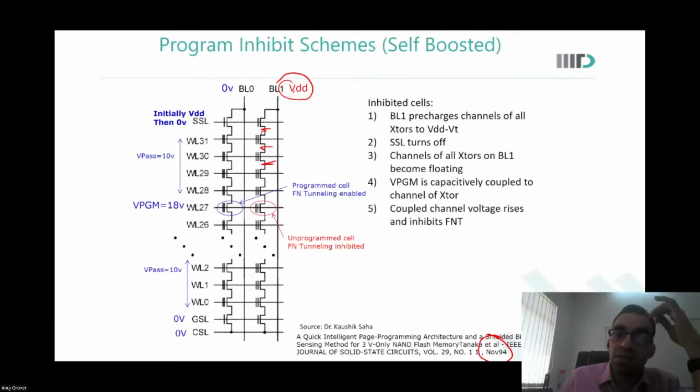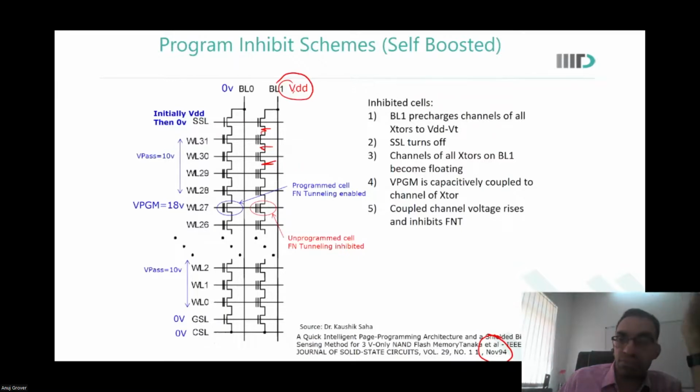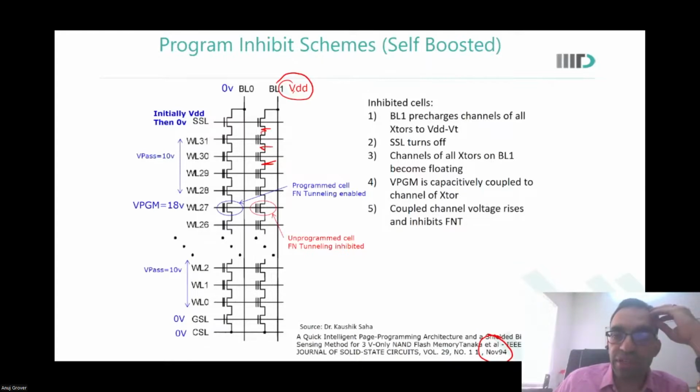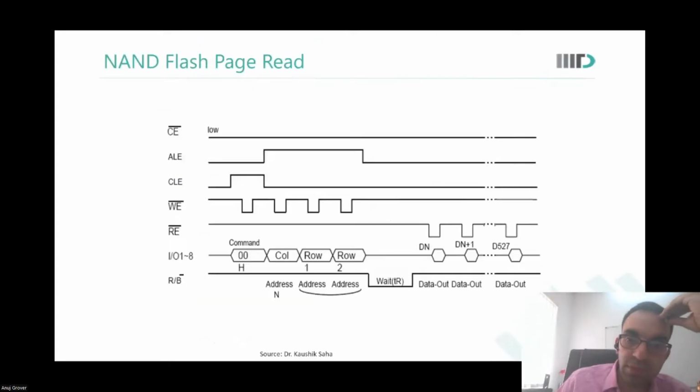Yes, sir. Then SSL goes off. What happens? All the channels of all the transistors on BL1 become floating. Yes, sir. So in a way, you used VDD only, you reduce the supply voltage there, instead of using a different VDD, and with some constraints, you are actually ensuring that this particular cell is not programmed. That this VDD is such that you do not program this. Is that okay?